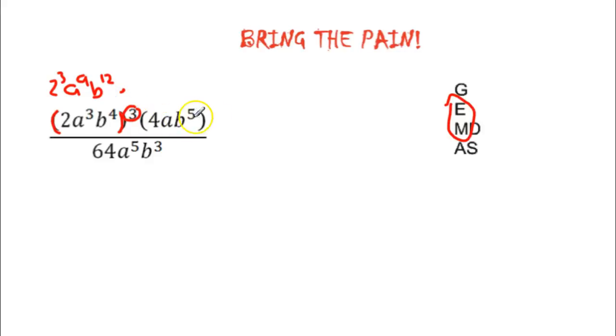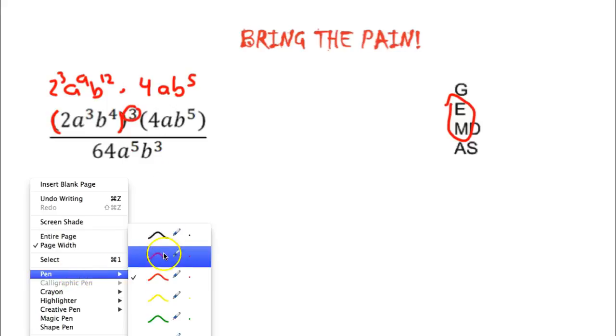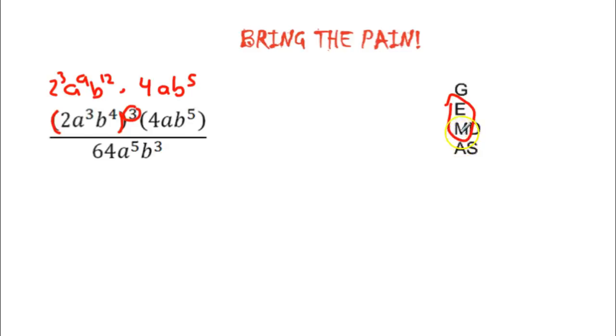Perfect. Over here, there is no exponent. It's really a 1. But I can just write that out: 4ab to the 5th power. All right, so I just did my exponent. Awesome. Now, what should I do next? So, GEM, multiply. Yeah, let me multiply some stuff.